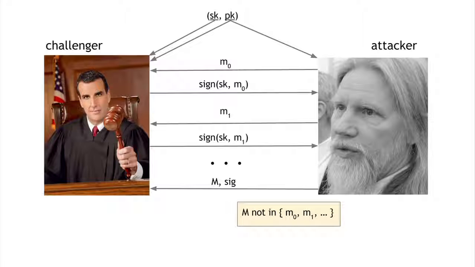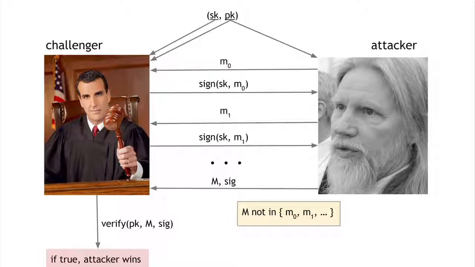So he's going to pick some other message that he hasn't seen a signature for already, and he's going to send over what he claims is a signature on that message. And then the question is, can he succeed? So the challenger is going to run the verify algorithm, using the public verification key on that message and the signature that the attacker provided, and is going to check whether it verifies. And if it does verify, if this returns true, then the attacker wins. The attacker has forged a message.